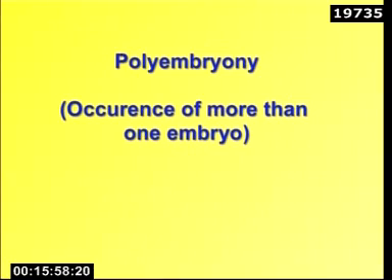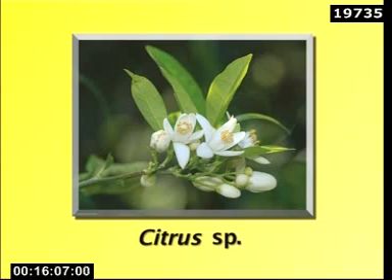Cotyledons are usually 2, which are flat, folded or rolled. Polyembryony, that is the occurrence of more than 1 embryo, is a common feature of the family Rutaceae with as many as 40 embryos in some species of Citrus.